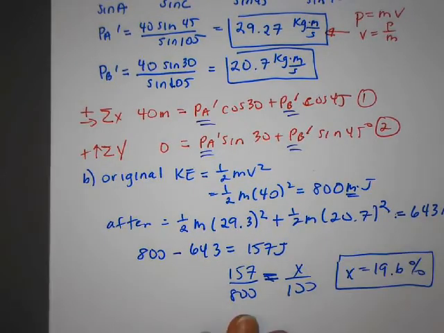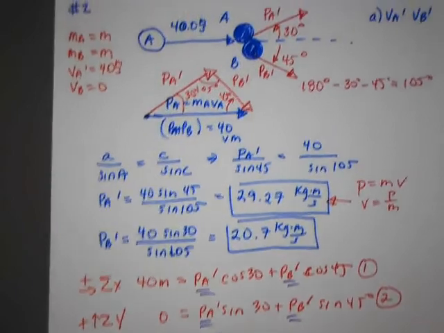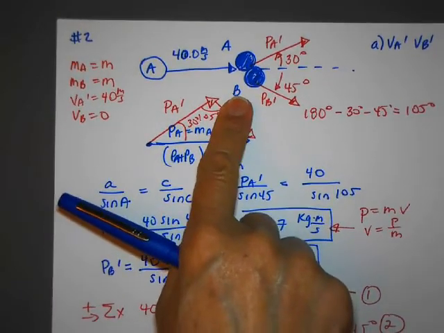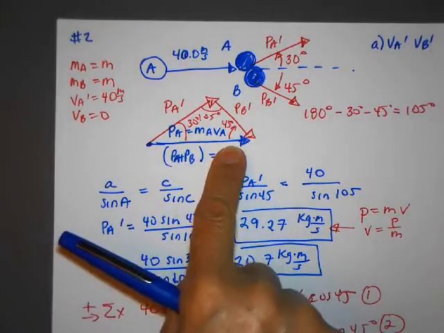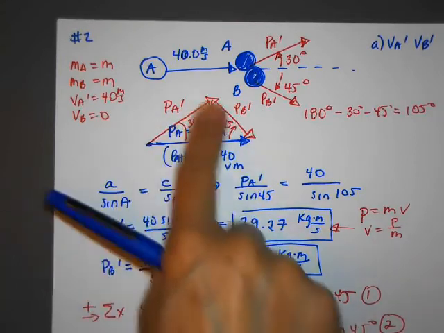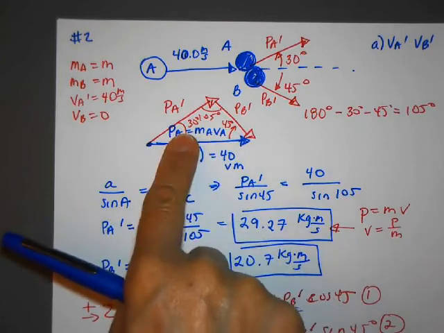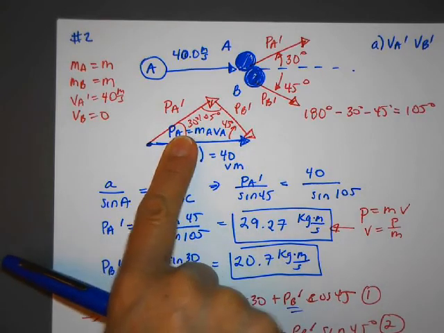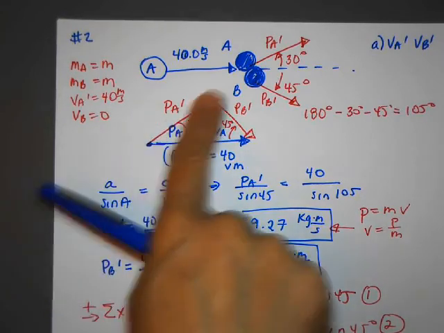But the whole thing is, when I have a collision like this, the total momentum before is equal to the total momentum after. But because momentum is a vector quantity, I can't just add it algebraically. I have to add it vectorially, which means adding these head to tail.